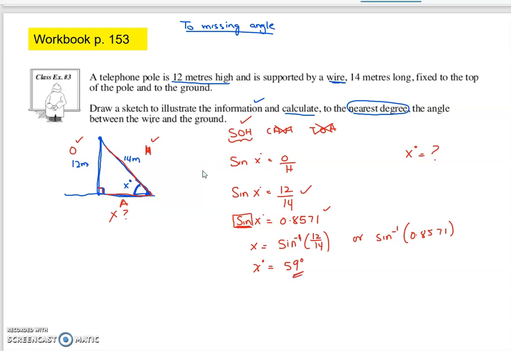Okay, so whenever we are trying to find an angle, we have to use the anti function. Okay, so that is a must.